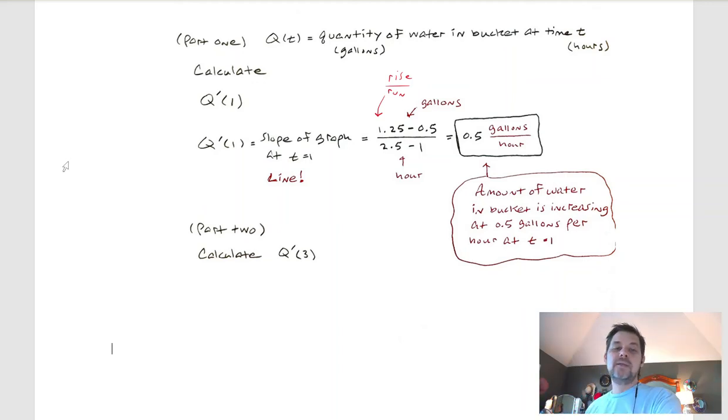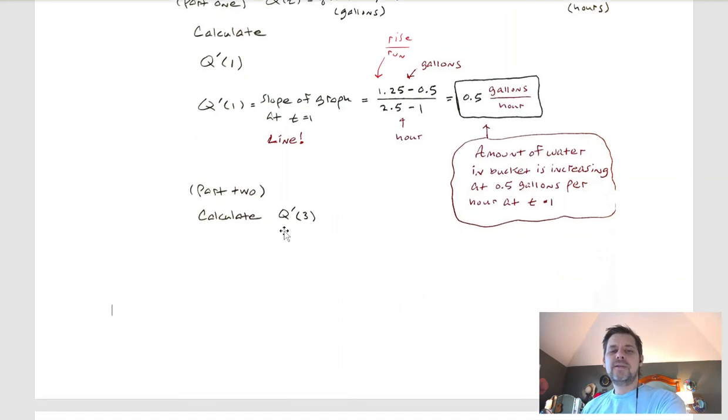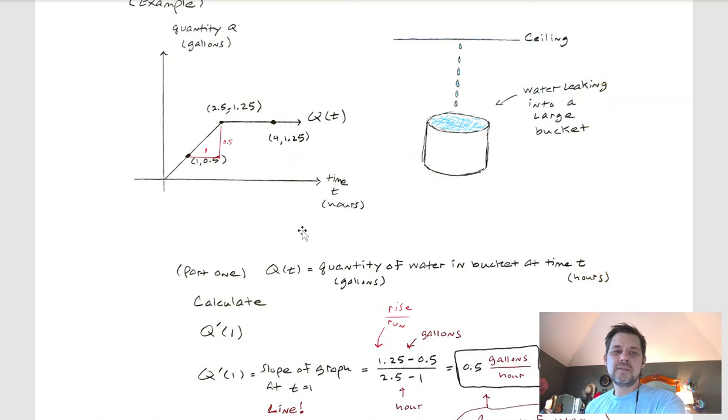What about this one? Can you calculate q prime of 3? Well, okay, let's see. 3, that point's actually not labeled, but, you know, this is 2.5 and that's 4. So maybe right there or so. Okay, so this is where t is equal to 3. But yeah, I don't have a point that's labeled. I can't use any numbers there.